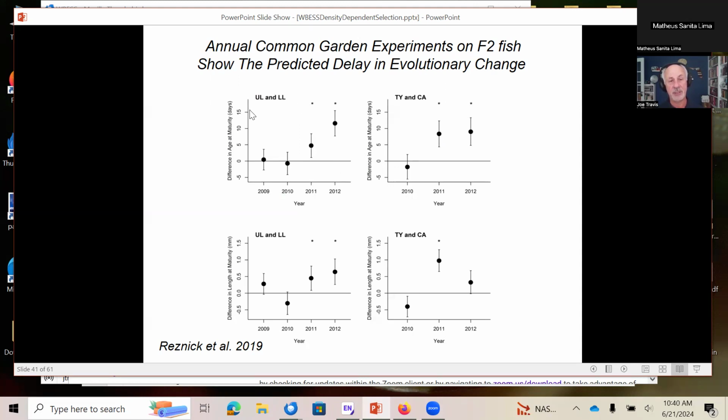These populations were initiated at a lower initial density than these fish. They reached the threshold density in Taylor and Kywall sooner, a year sooner, than they did in the upper and lower Lalaha. And this is described in detail in this paper, Resnick et al. 2019 in the American Naturalist.